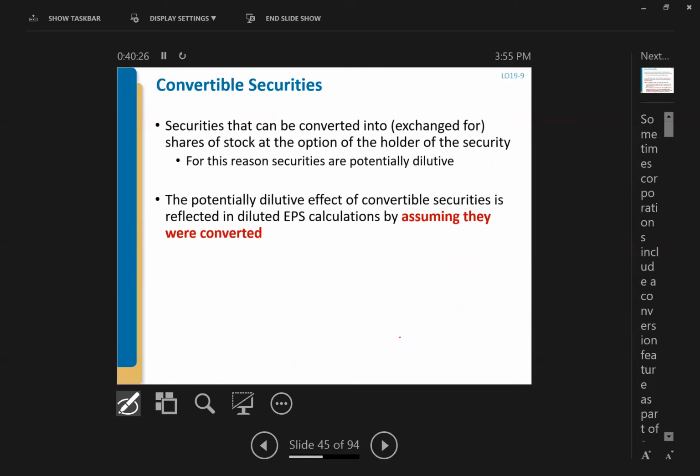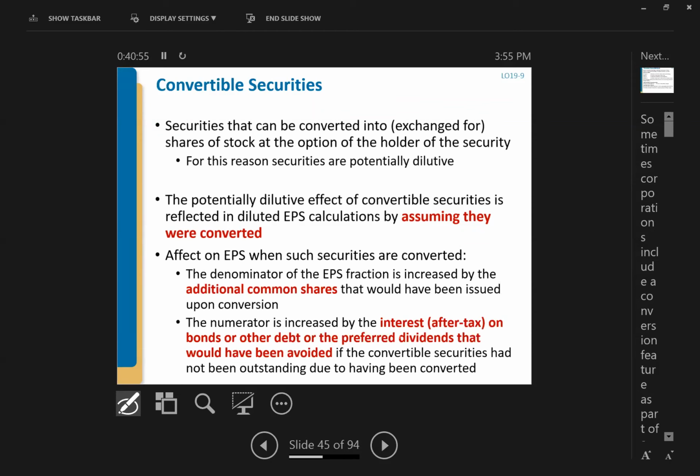Convertible securities do have an impact on the numerator. These are securities that can be converted into or exchanged for shares of stock at the option of the stockholder, or the holder of that security. For this reason, securities are potentially dilutive. The potential dilutive effect of convertible securities is reflected in the diluted earnings per share calculation by assuming that they were converted. Again, as long as it wasn't a partial year, like we didn't sell convertible bonds halfway through the year. If they were sold in a previous year, we treat it as if they were converted as of the beginning of the period.